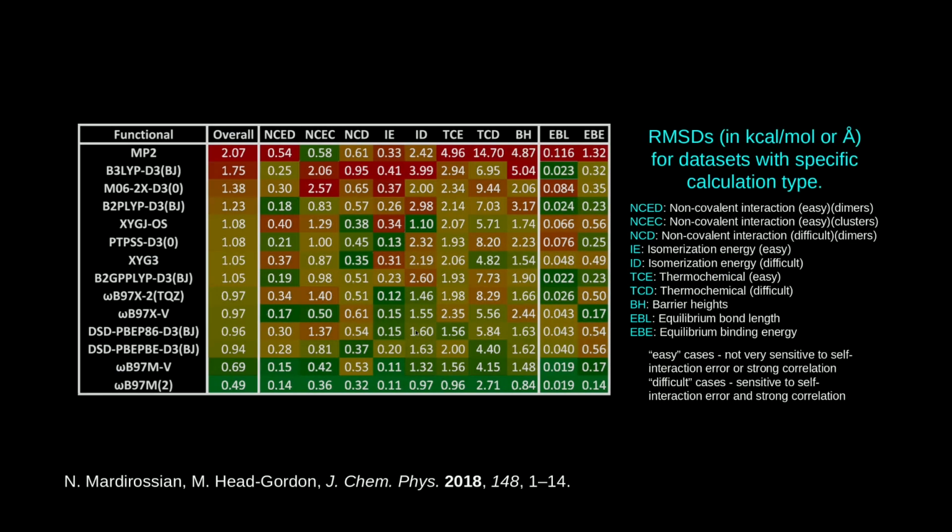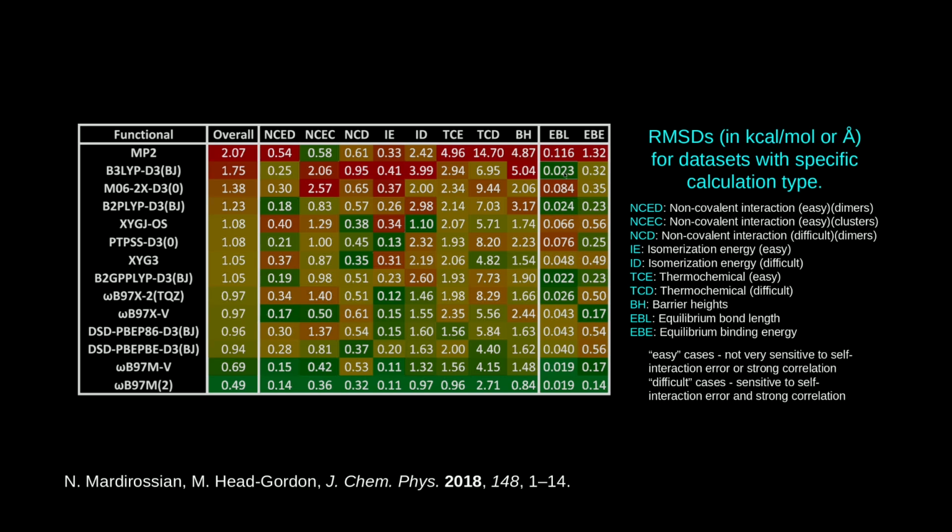Looking at specific functionals, this paper by Mardirossian and Head-Gordon describes the root mean square deviations of the same types of calculations and includes equilibrium bond lengths and equilibrium binding energies. And you can see for various types of functionals how the different functional improves the accuracy of the calculation. So as you can see, B3LYP, which is probably one of the most common types of functionals used for computational calculations, doesn't have the greatest performance among many of these calculation types.